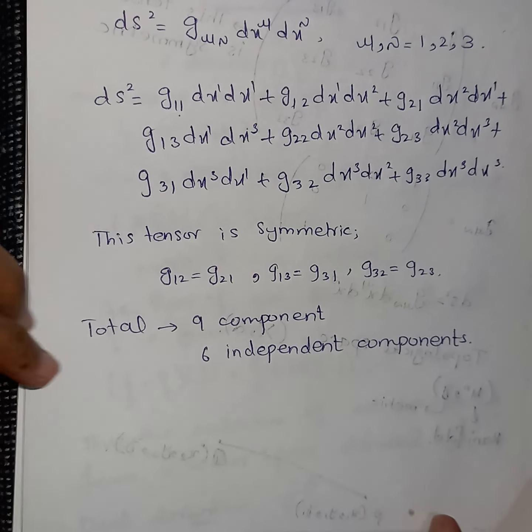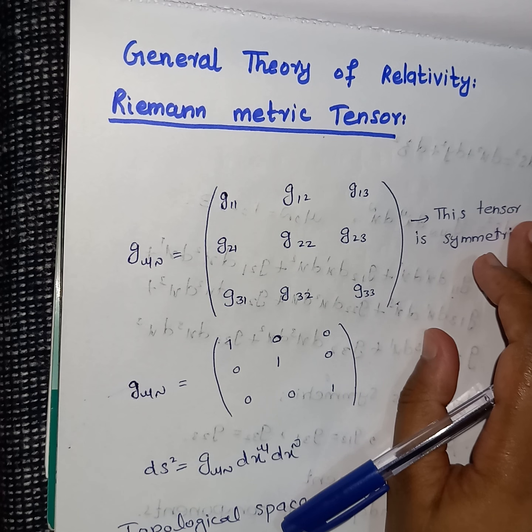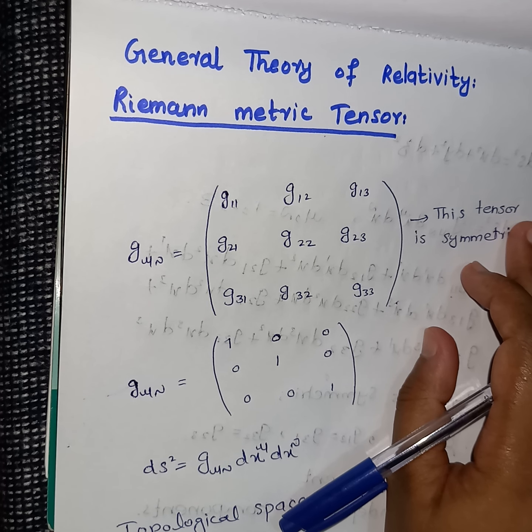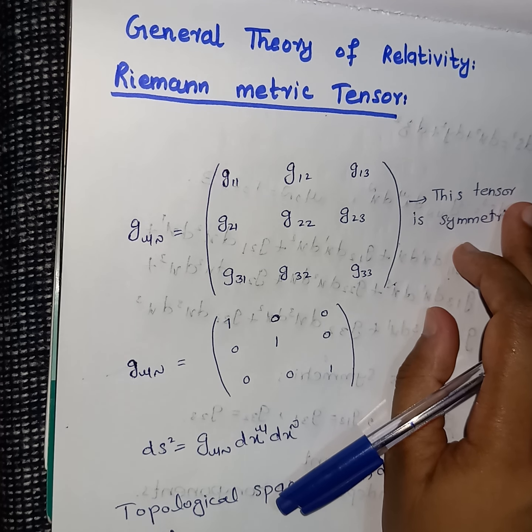Okay. Now students, this is all about this lecture where I have discussed the Riemann metric tensor, and we have also obtained the Euclidean metric tensor from the Riemann metric tensor, and we have also discussed its little bit explanation.